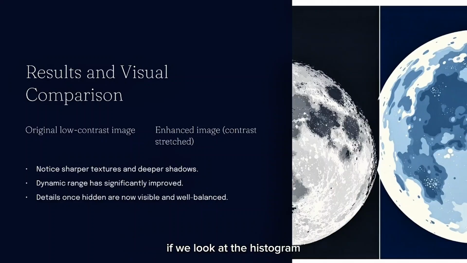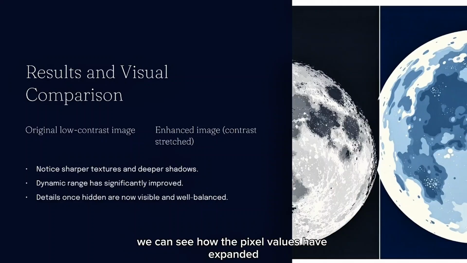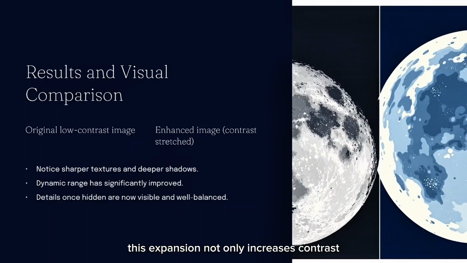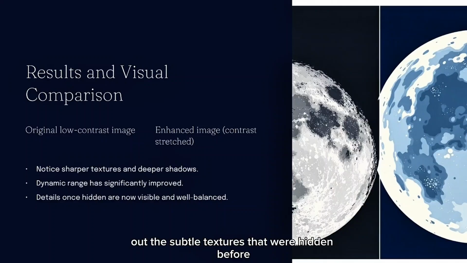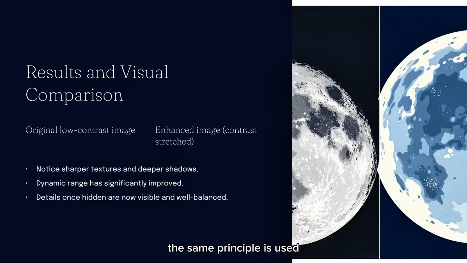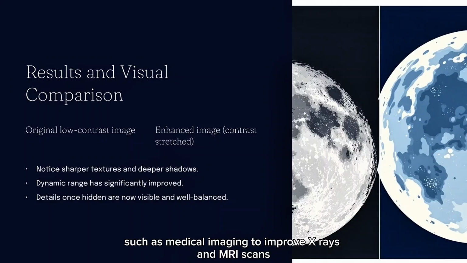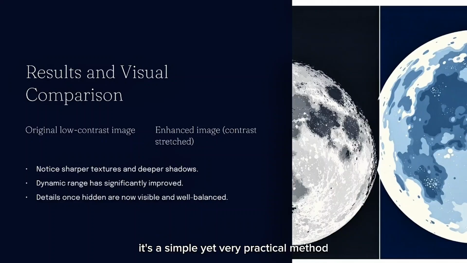If we look at the histogram, we can see how the pixel values have expanded across a wider range, representing a significant boost in dynamic range. This expansion not only increases contrast, but also brings out the subtle textures that were hidden before. The same principle is used in many professional applications, such as medical imaging to improve X-rays and MRI scans, or satellite imaging to enhance terrain details. It's a simple yet very practical method.